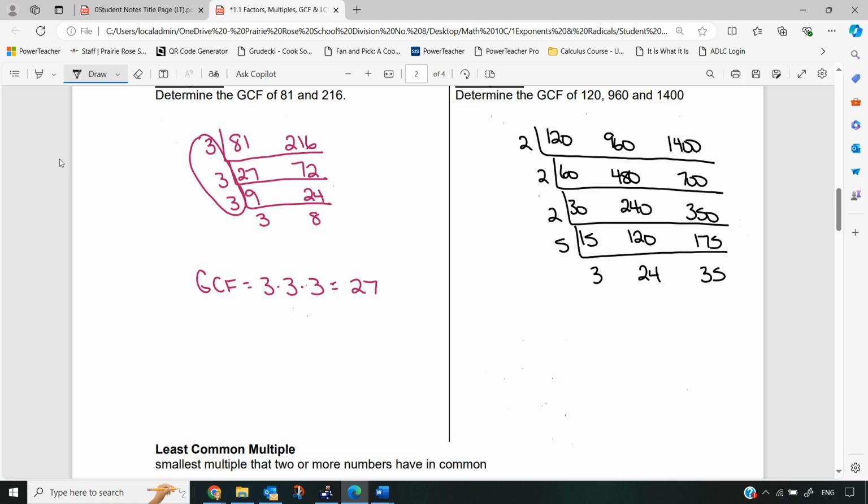All right, so again, check out your birthday cake. The numbers may look different if you had started dividing by 5 before you divided by 2. I have a tendency to go from my lowest to my highest because it breaks down the numbers faster. But no matter what, down the side, you should have three 2's and a 5. So my GCF would be 2 times 2 times 2 times 5. If you notice at the bottom, I've got a 3, a 24, and a 35. There's no number that goes into any of those, so that's where I stop. I can't go any further. So my GCF, again, is 2 cubed times 5, or 8 times 5, which is 40.